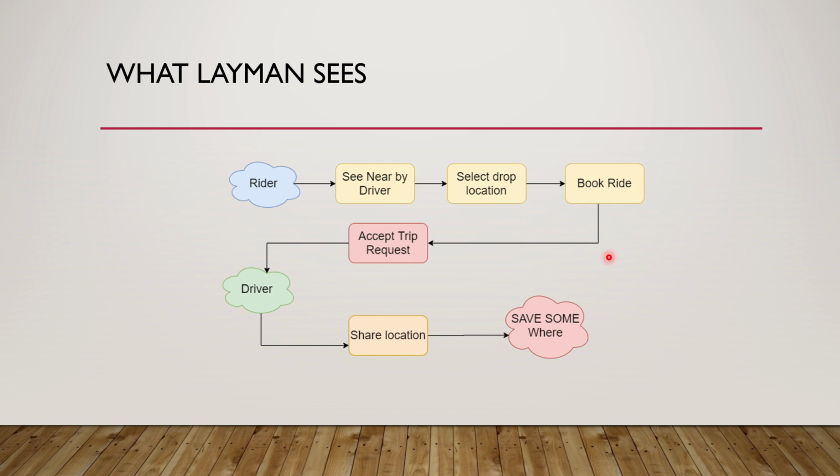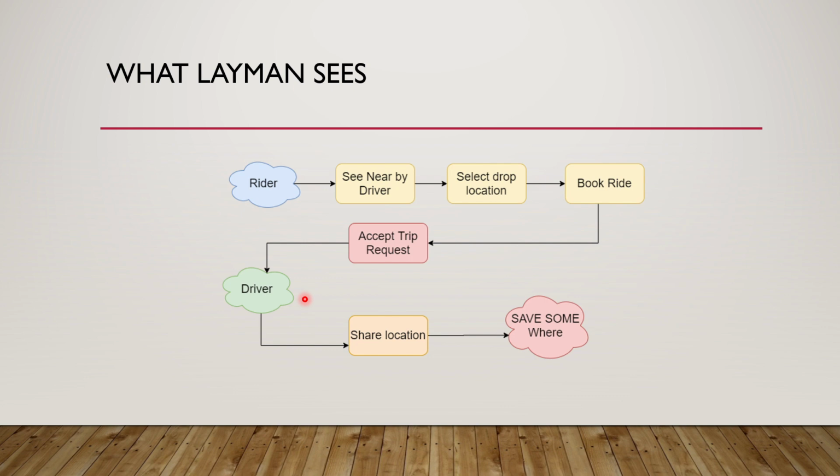Now from the driver's point of view, even the driver will have some set of APIs, and using those APIs he is able to share his location. Here it is not marked, but even the driver will have some API which will store his detail in a database. So there will be a database involved for the driver as well as for the rider.